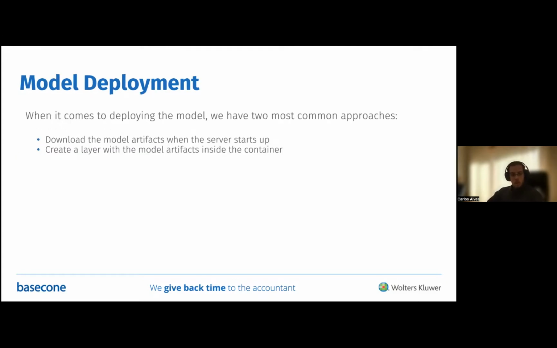Talking a little bit more about model deployment, when we are talking about deploying a model, there are two most common approaches for this step. One is to download the model artifacts when the server is starting up, and the other one is to create a layer inside the application container with the model artifacts inside it.